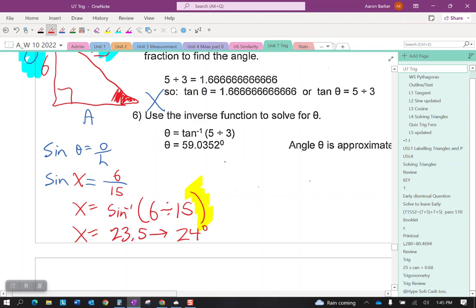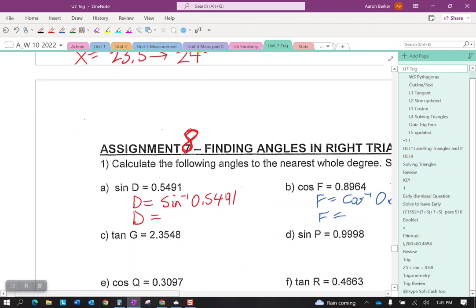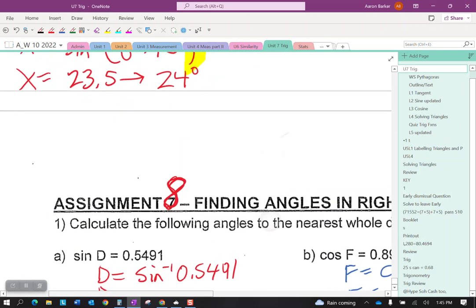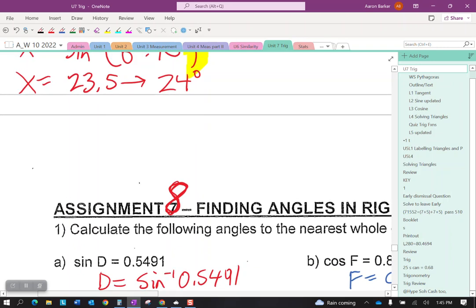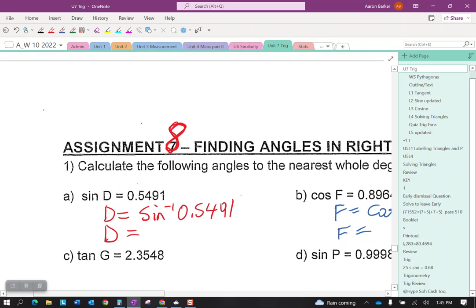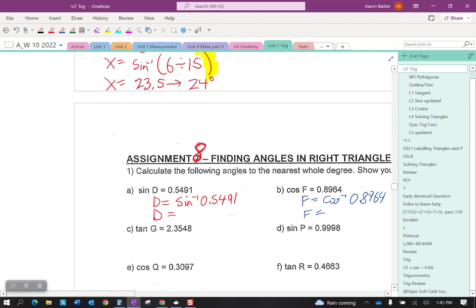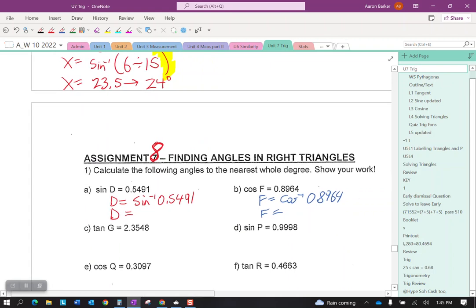So let's go over your homework to show your expectations. Change this to assignment 8. This is supposed to be assignment 8. Okay, so change that to assignment 8. Otherwise, you'll be confused on the answer key. Okay, so you should be showing your work for 1A, right? Writing D equals sine -1. That's important, very important. And then D equals. Same thing with B. You want to write F equals cos -1, and then write F equals.